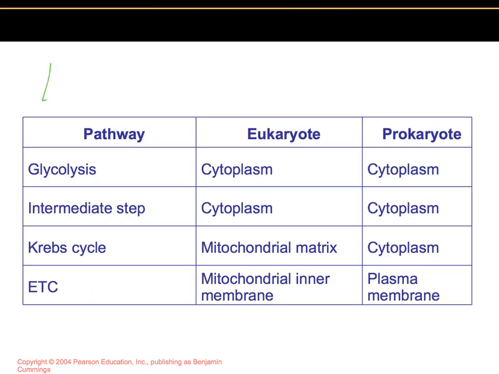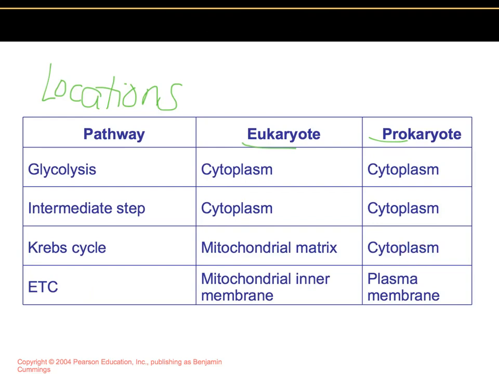This slide is showing us the locations of each pathway, where each is taking place in either the eukaryotic or prokaryotic cell. You can see here that glycolysis takes place in the cytoplasm for both prokaryotic and eukaryotic cells. The intermediate step, again, is in the cytoplasm for both eukaryotic and prokaryotic cells. The Krebs cycle takes place in the eukaryote in the mitochondrial matrix. But remember that prokaryotes do not have these specialized organelles, so it takes place in the cytoplasm.